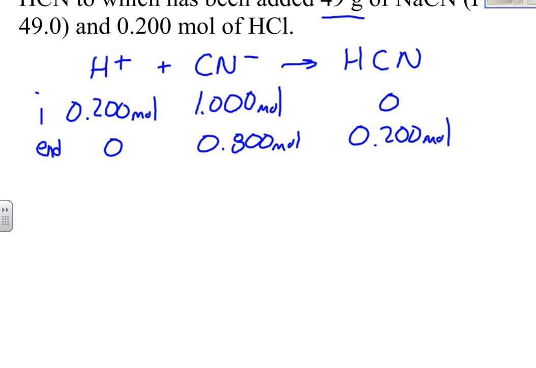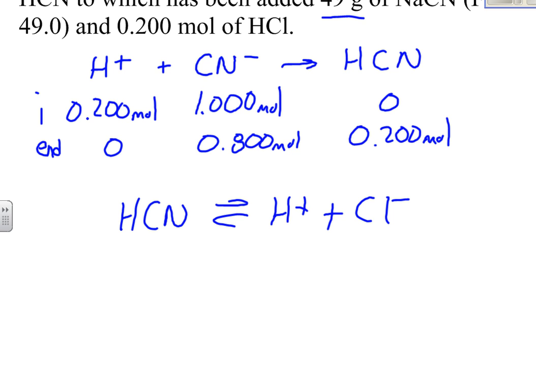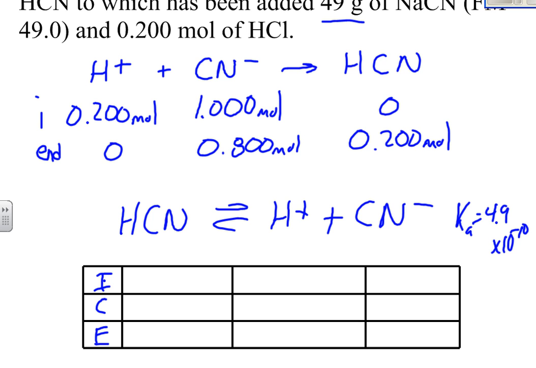Now we're going to go ahead and write down our equilibrium that occurs. So we've got our HCN in equilibrium with H+ and CN-. Not Cl-, sorry, CN-. And our K value for this, again, 4.9 times 10 to the minus 10th. All right, so we fill in our data into the ICE chart.